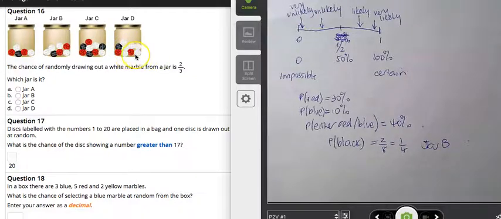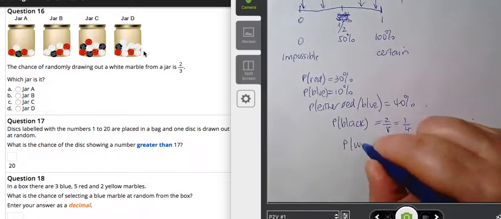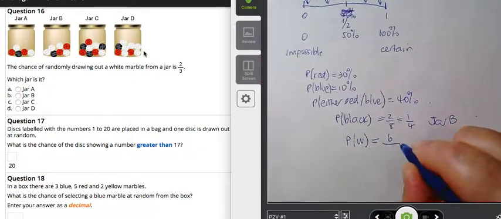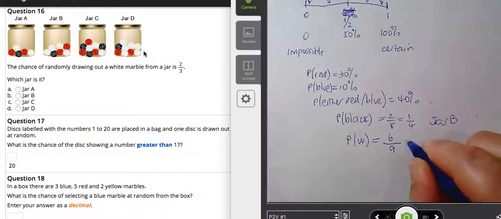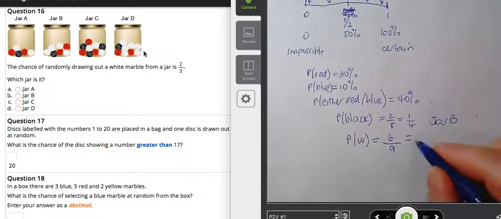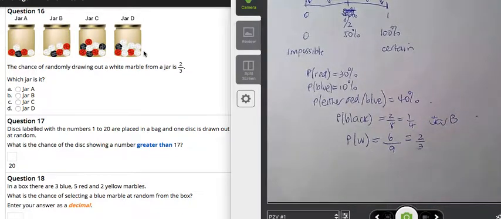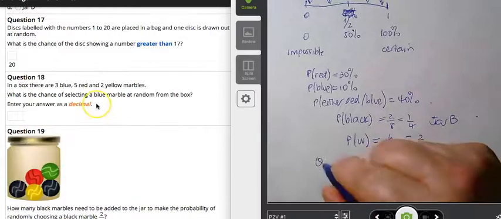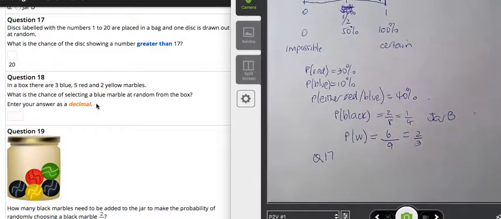Let's just have a look at that. How many white? 1, 2, 3, 4, 5, 6 white, and there are 3 other colors. So 6 plus 3 is 9. Probability of white is 6/9, dividing the numerator and denominator both by 3, you get a probability of 2/3. So it's jar D. Just quickly looking at the last few.